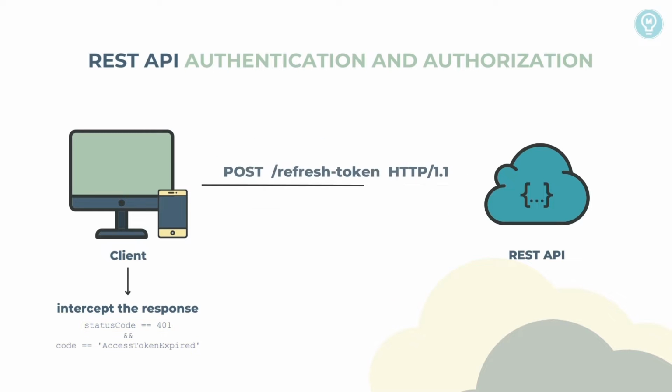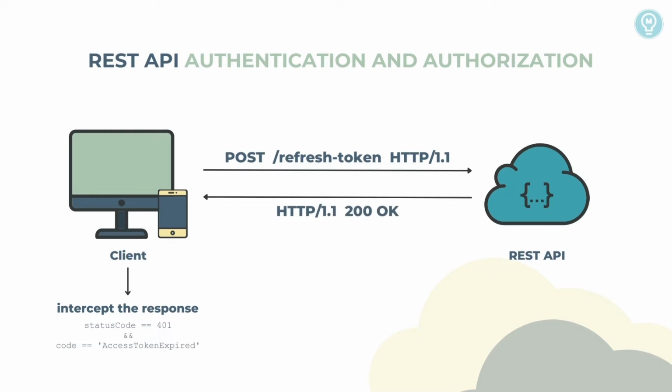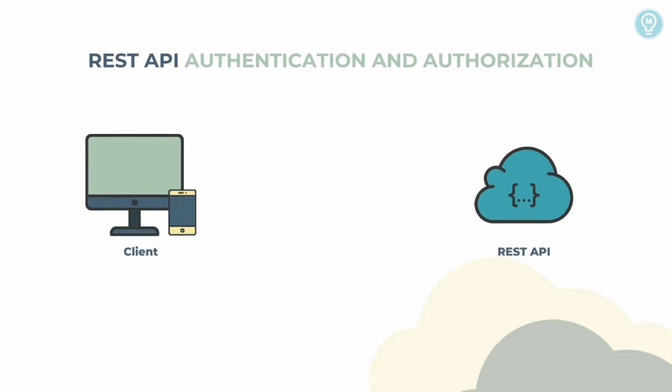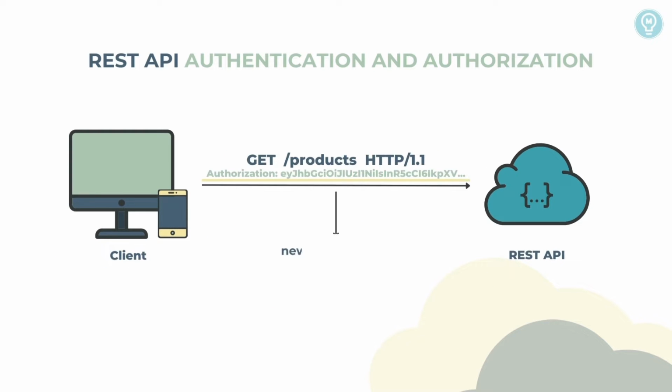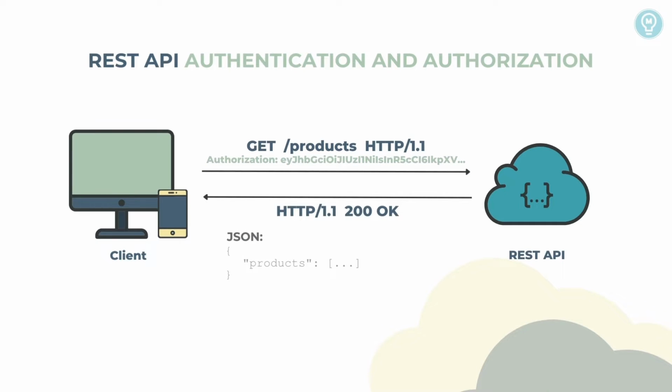If so, the client will make a POST request to the API, sending the refresh token in the request body. The API will verify if the refresh token is valid, and if it is, it will send a success response to the client with the new access and refresh tokens. So the client can continue with the request, sending the new access token. Everything is done automatically in the background. The user won't even notice.